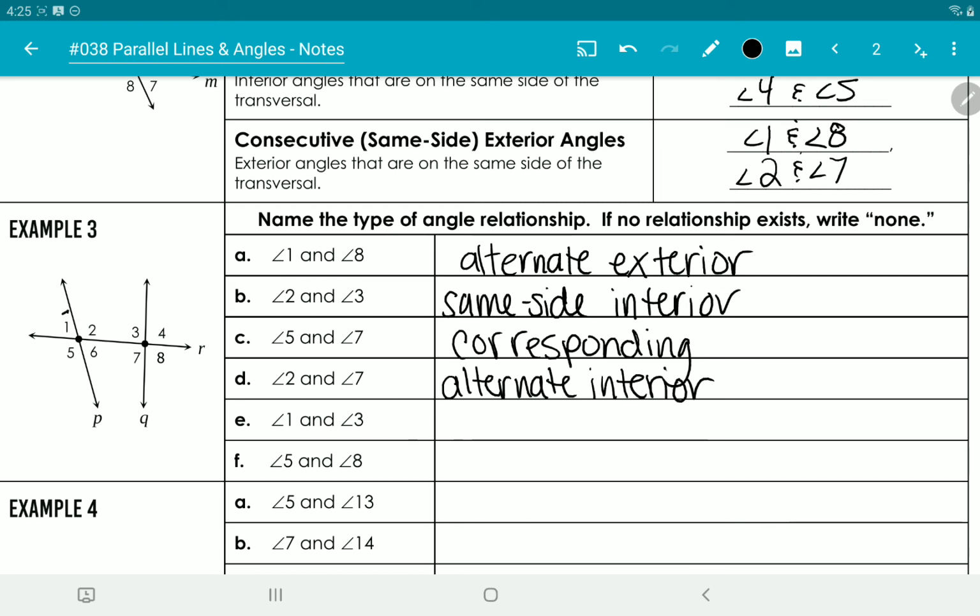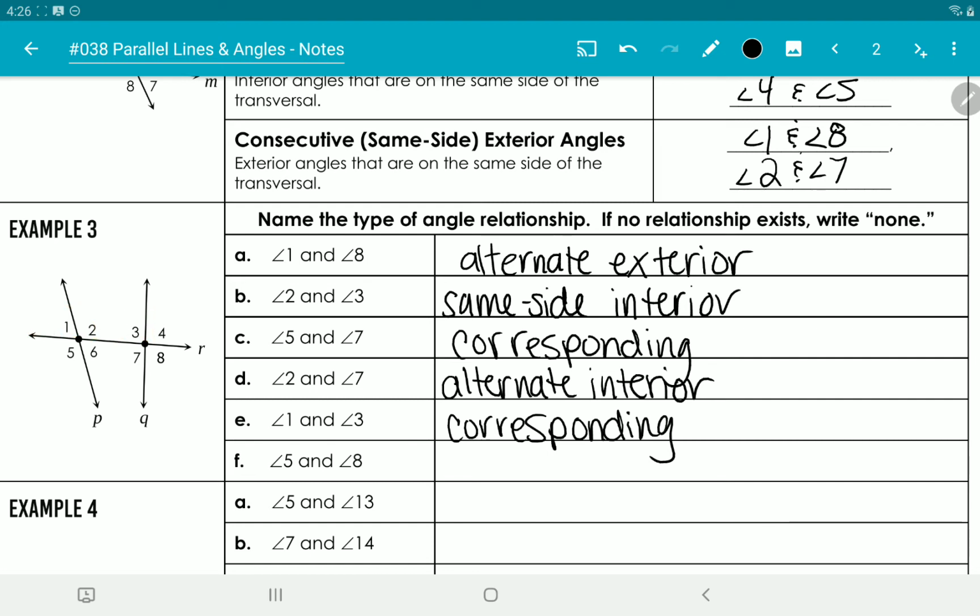1 and 3. You can see again, they're going to be on the same side, but 3 is on the inside, on the interior, and 1 is on the exterior. So it's not going to be one of those ones. But it could be corresponding, so we can see that this is in the top left corner here. This is also in the top left corner. So since they're in the same position, they're corresponding. Okay, so they're corresponding angles.